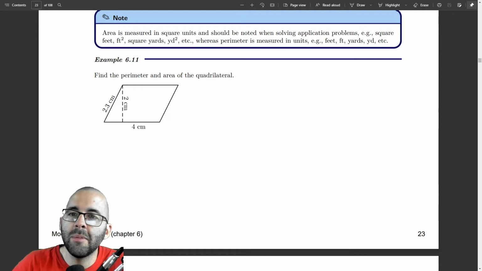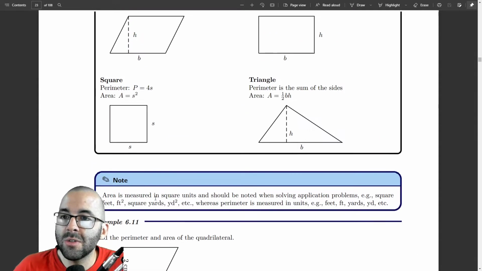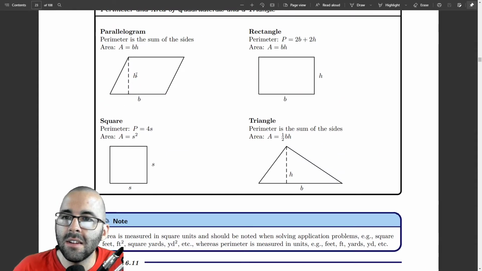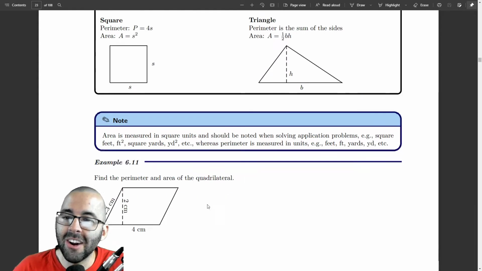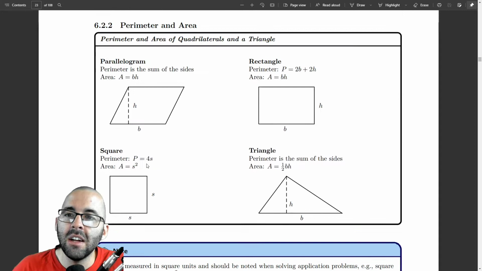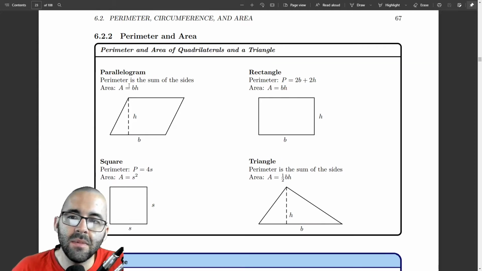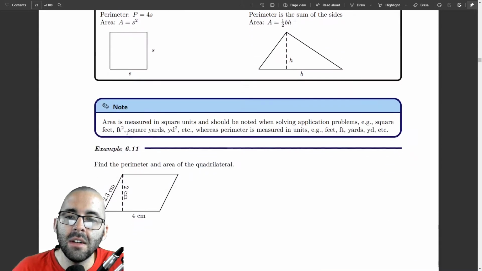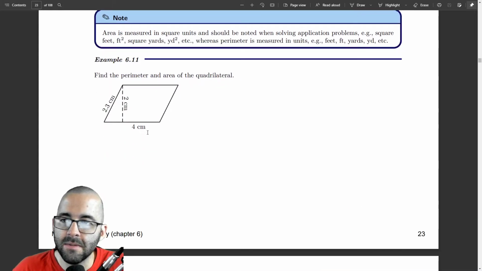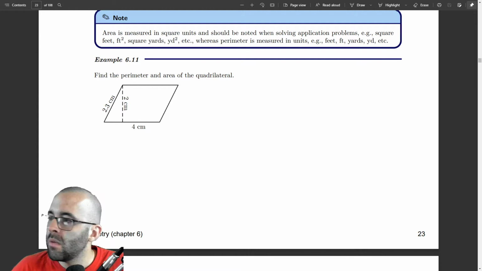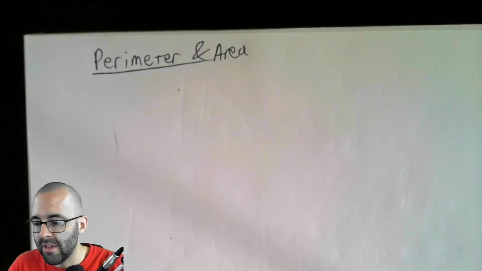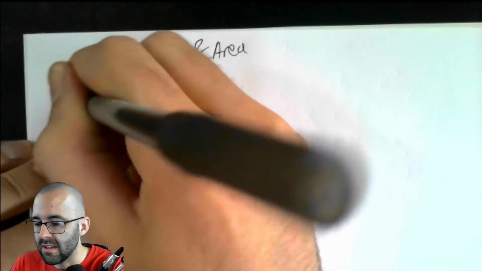Okay, so let's find the perimeter and the area. It tells you it's a quadrilateral, which is nice. That tells you that it's one of these three. It's not a triangle, in case you thought this was a triangle. It's a parallelogram. So the area of a parallelogram is the base times the height, and the perimeter is the sum of all the sides. So here's what we do. We do that. So example 611.